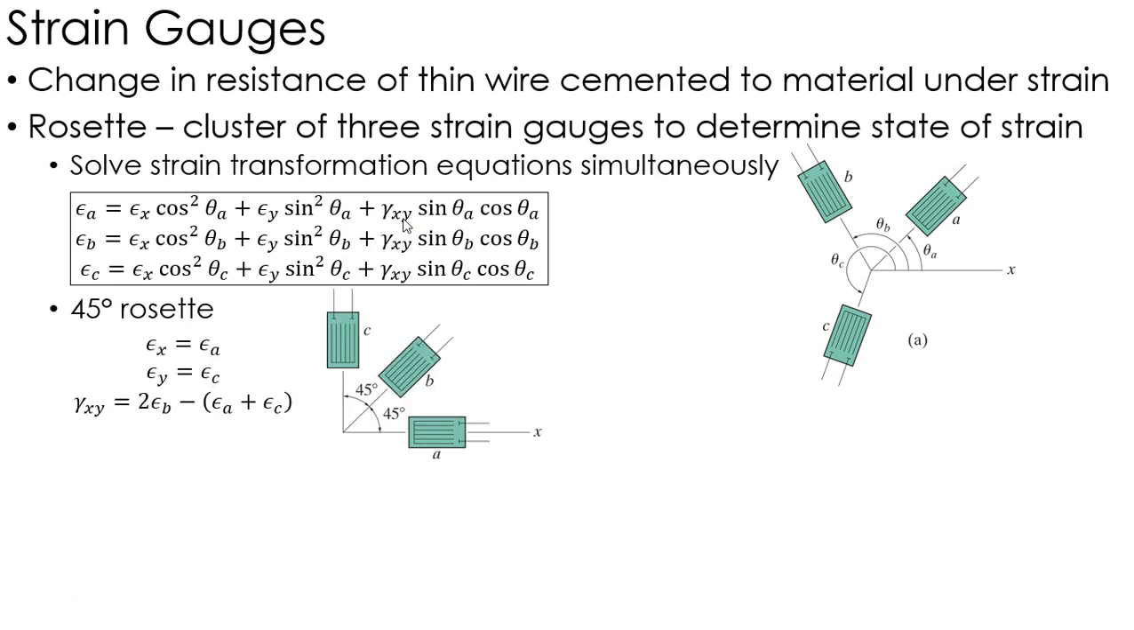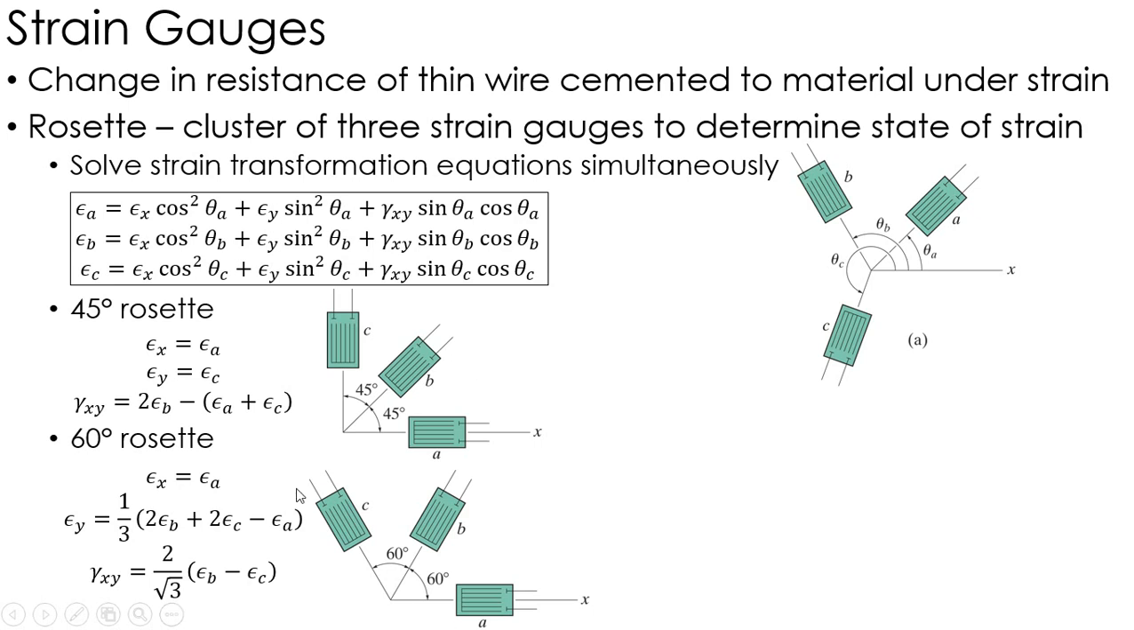Now, if I set this up in very common orientations, basically a 45-degree rosette, well, the strain in A is the strain in X, the strain in C is the strain in Y direction, and then I can find gamma from this equation here. Essentially that's just solving these 3 equations, plugging in 45-degree angles for where things are necessary. Similarly, a 60-degree, where the gauges are 60 degrees apart, I can set it up so the strain in A is the strain in X, and then again solving these 3 equations, 3 unknowns, knowing every angle is 60 degrees, I can determine epsilon Y as well as the shear strain.